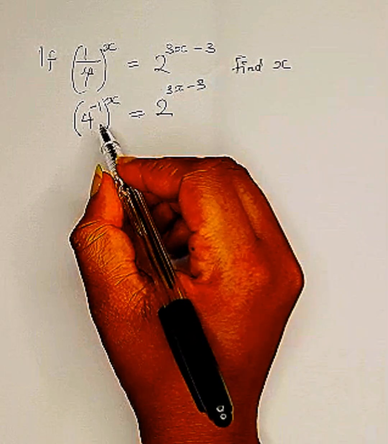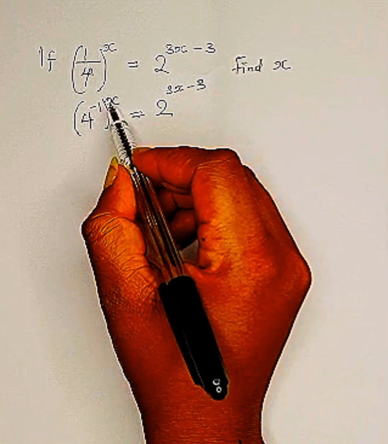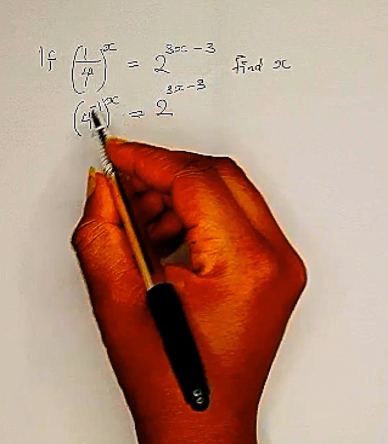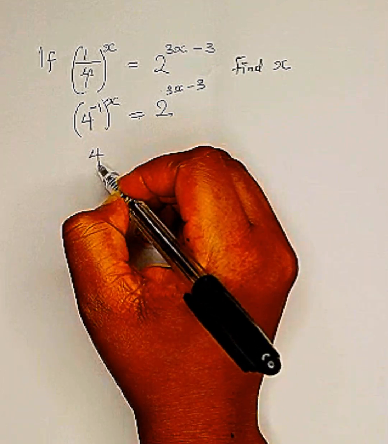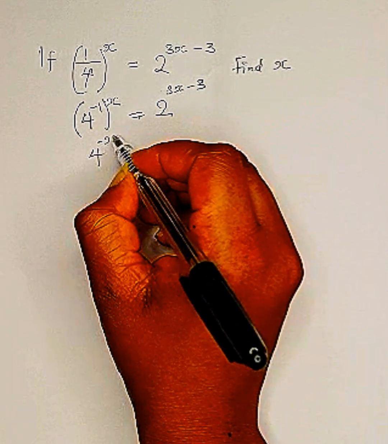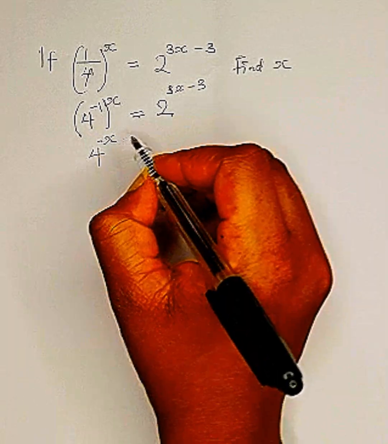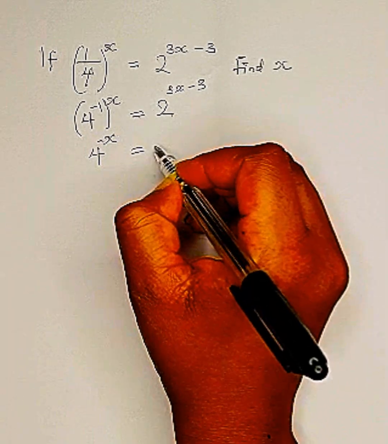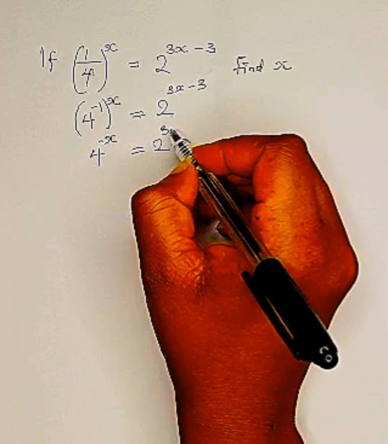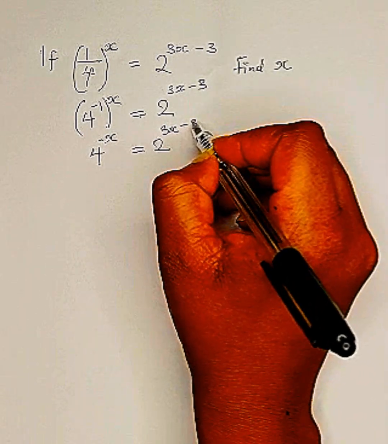Now we apply the power multiplication law here, where the powers multiply themselves. So we have 4 raised to the power of minus x, because minus 1 times x gives us minus x, equals 2 raised to the power of 3x minus 3.